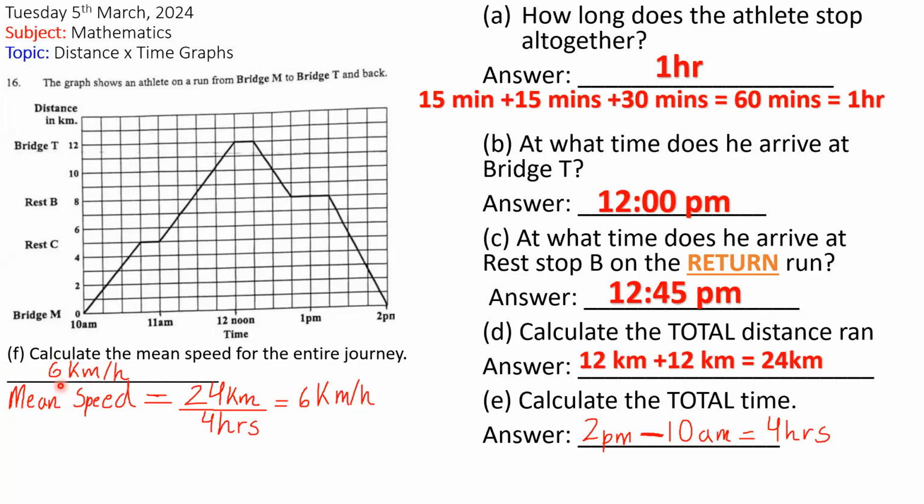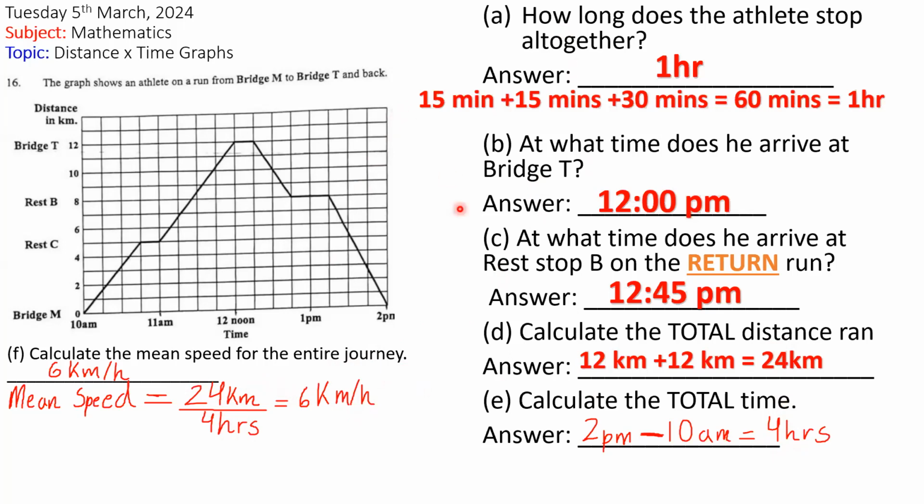Okay, so the average speed is distance over time. That's what we mean by average speed. The distance we already got, the distance is 24. We got that from part D. The time is the total time, which is 4 hours, which we got from part E. So the total distance is 24 and the total time is 4 hours, and so you divide the distance by the time. 24 divided by 4 is 6 kilometers per hour. And that's how we get 6 kilometers per hour. Yes, sir. Thank you. Good.